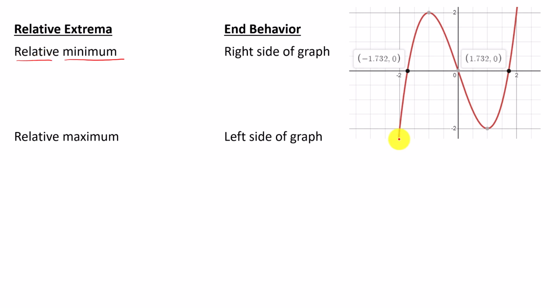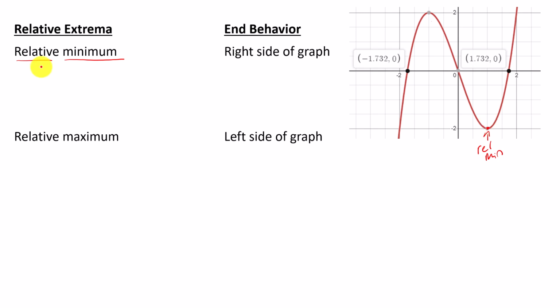So here, this is a maximum, actually. That would be a relative maximum. You can see that it's a high point. It's a peak. But this part right here, this would be a relative minimum because this point is lower than the point immediately to the left and the point immediately to the right. So it's a relative minimum.